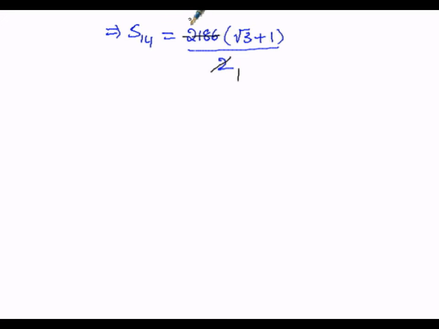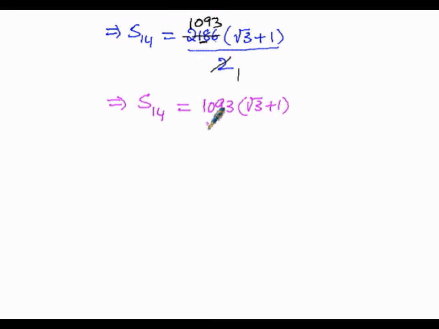So 2 ones is 2, then 1. 2 ones is 2 but it is less than 2, so 0 times is possible, 2 zeros are 0. Then 1 attached to this 8, so we take the 2 digits, that is 18. 2 nines is 18. 2 threes is 6. In this manner I got 1093 multiplied with root 3 plus 1. The next logical step: S14, the sum of 14 terms, equals 1093 multiplied with root 3 plus 1 divided by 1, nothing but 1093 into root 3 plus 1 is the sum of 14 terms.